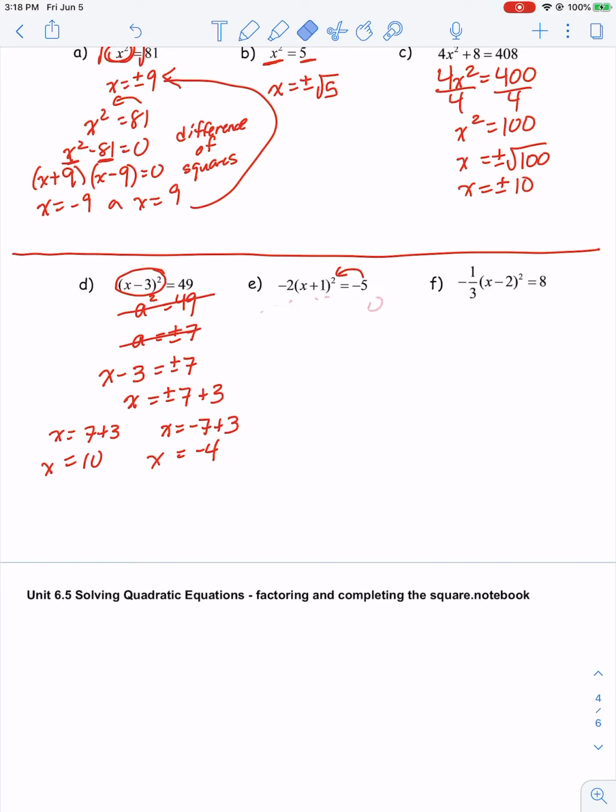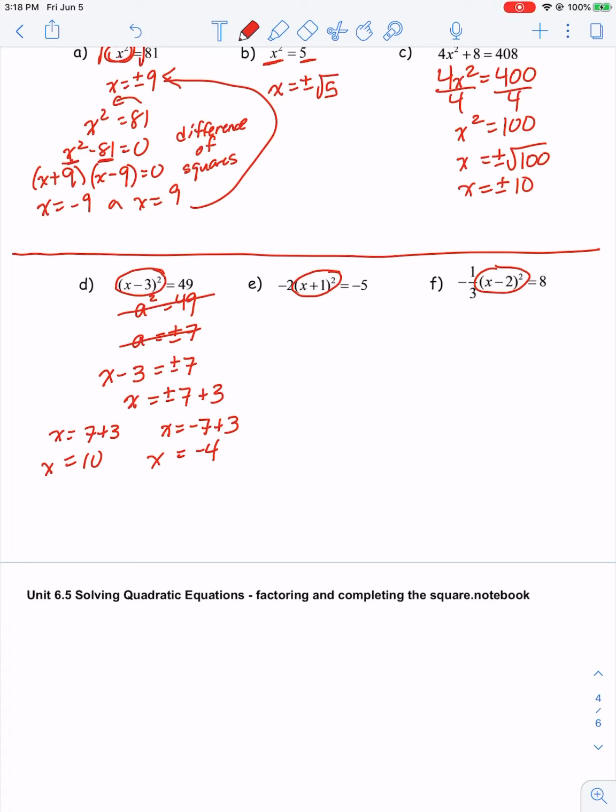So when you have just a bracket being squared and no other x, I'm going to erase this. That doesn't matter anymore. You've got a bracket being squared and there's no other x in the equation. This is an option for how you can solve it instead of expanding and factoring, because maybe it's not even factorable.